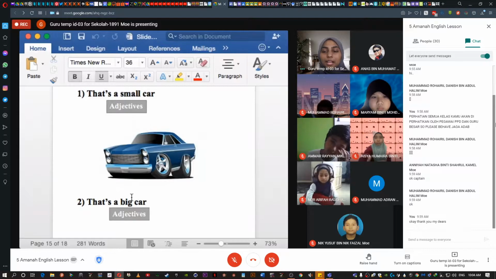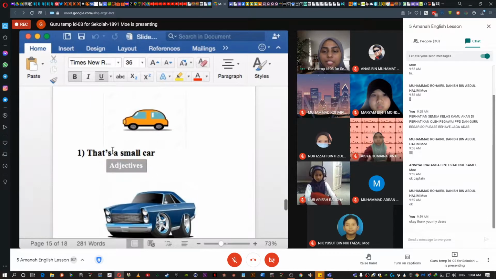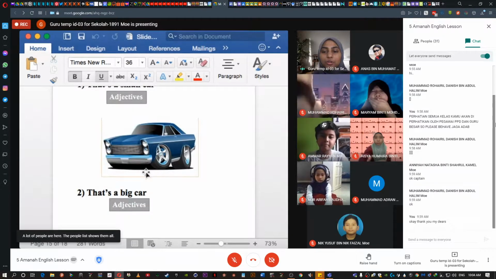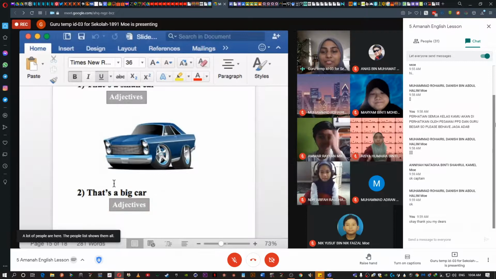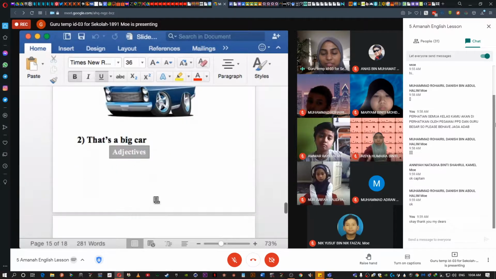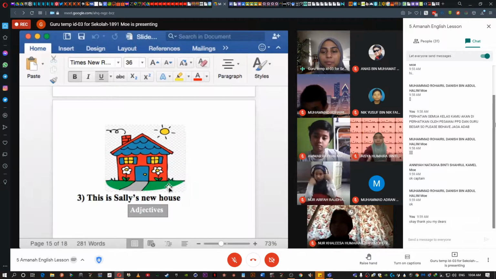So, the adjective word here is big. As you can see, the first one, small, is the adjective for this picture because this car is small. The second one, these cars are big, so we use the adjective big. So, let's look at picture number three.